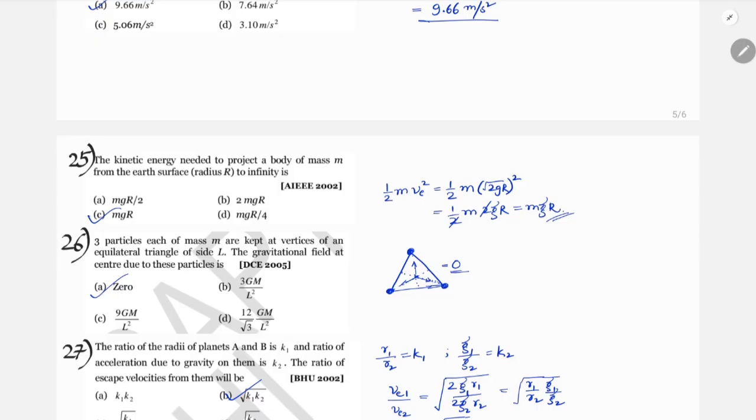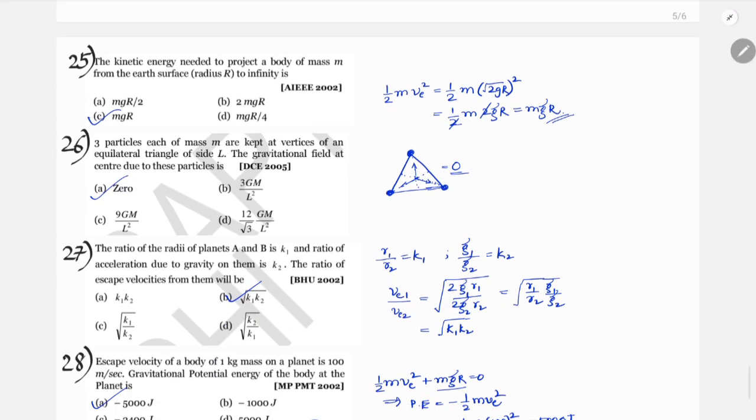Okay. Now otherwise solve the normal problem. Half mv square, escape velocity, is equal to half m. Now the escape velocity formula is root 2gR. So now if you simplify that, you will get mgR. Fine. Next, problem number 26.